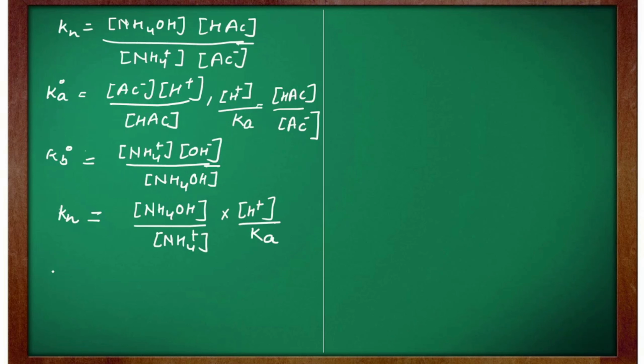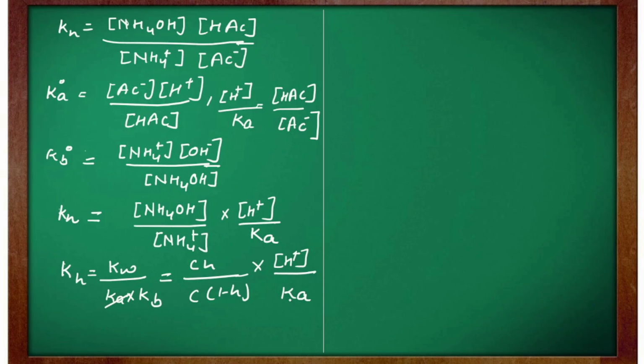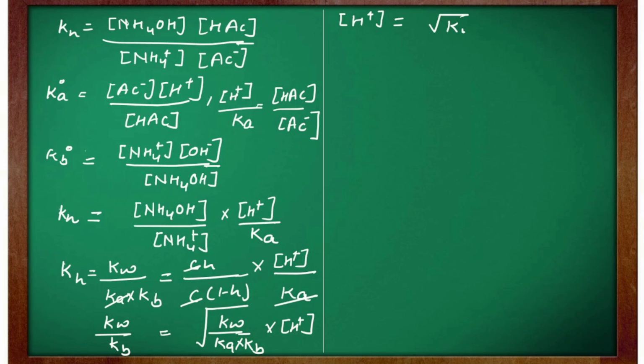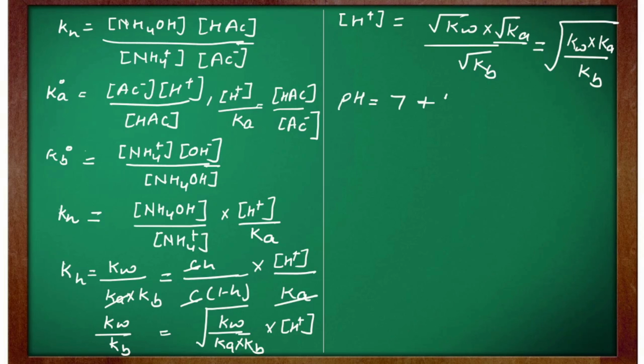of acetic acid. Kw divided by Kb equals square root of Kw divided by Ka and Kb multiplied by hydrogen ion concentration. On rearranging, hydrogen ion concentration is equal to square root of Kw into Ka divided by Kb. By taking log on both sides, pH of salt of weak acid and weak base equals 7 plus half of pKa minus pKb. Percent hydrolysis can be calculated using degree of hydrolysis multiplied by 100.